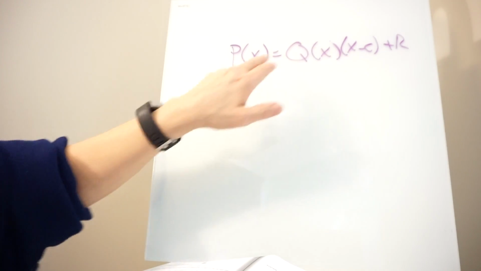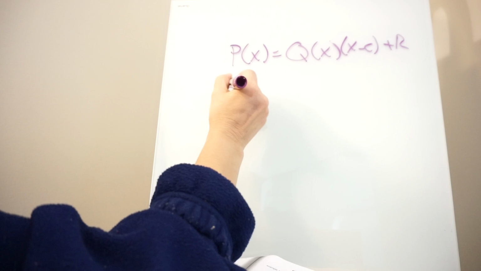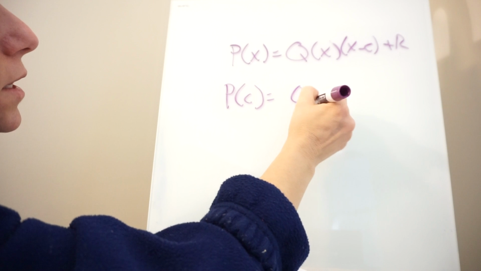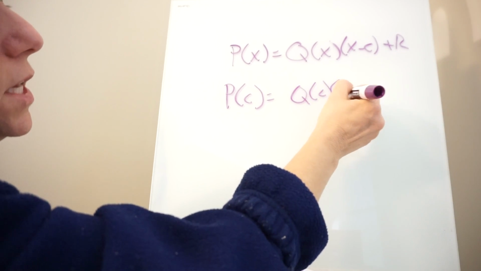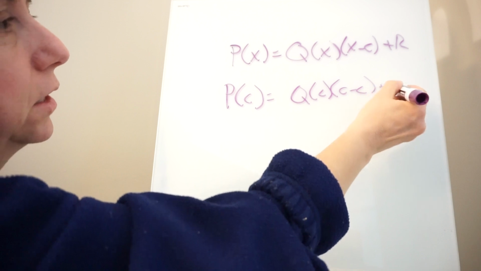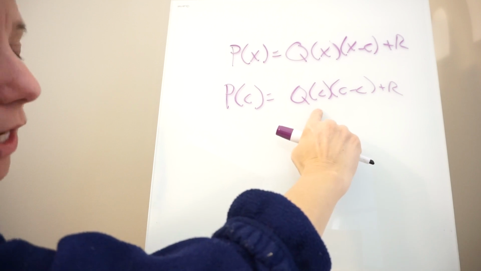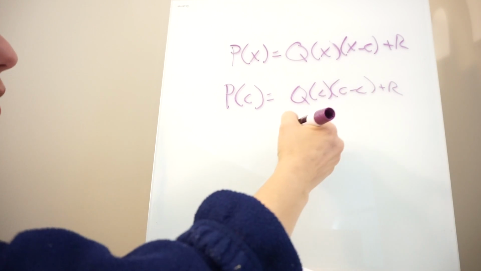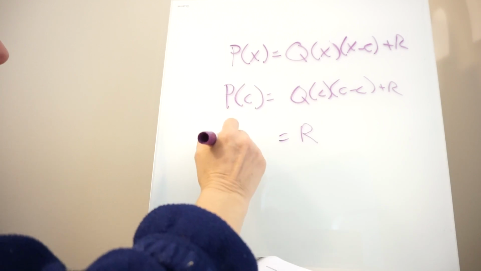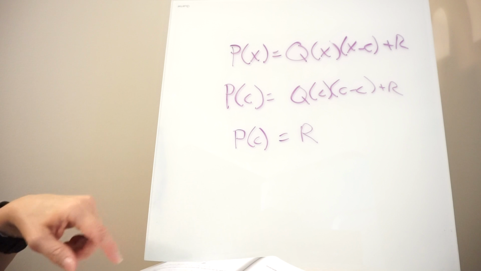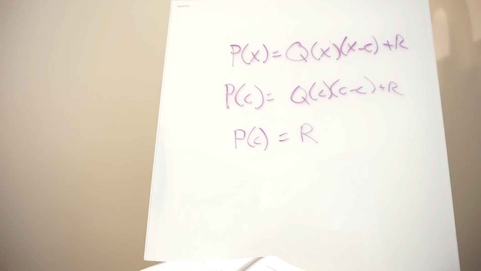Now, if we replace the x with the c, so we have p of c is going to be equal to q of c times c minus c plus r. Again, c minus c is going to be 0, so it's going to be 0 times q of c, which is just 0. So 0 plus r is just going to be r. So we see that p of c is going to be equal to the remainder. That means that the remainder after division of a polynomial, p of x, by x minus c, is just going to be p of c.